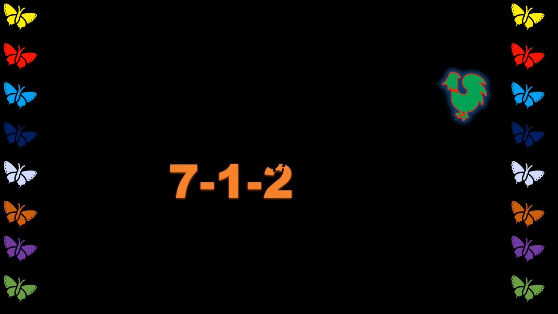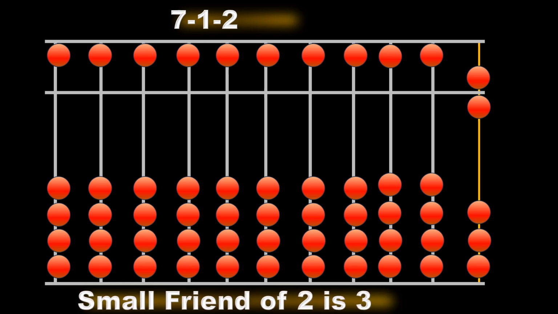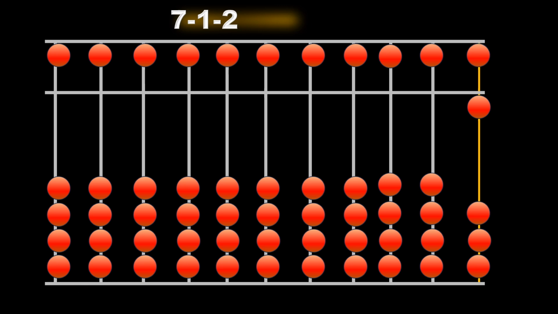The next question is 7 minus 1 minus 2. So first add 7 in one's rod. Yes, added. Now subtract 1. 1 bead, subtract. So now we have to subtract 2. We have to go for small friend of 2, which is 3. Subtract 5, add 3. So the answer becomes here 4.